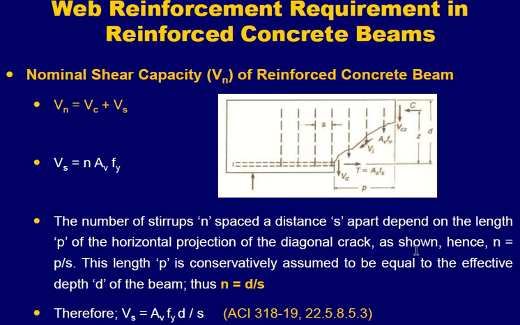Thus n is equal to p by s. So we have assumed that p is equal to the effective depth, so you can put d instead of p. So n is equal to d by s. You know d, you know s, so you can determine n. You just take the value of n and put it here and you can determine the value of Vs, okay. Therefore Vs is equal to Av, Fy, and instead of n you use d by s. So this is the formula, Vs is equal to Av Fy d by s, and it is from ACI 318 22.5.8.5.3. So this is how you determine the shear capacity of concrete and steel.